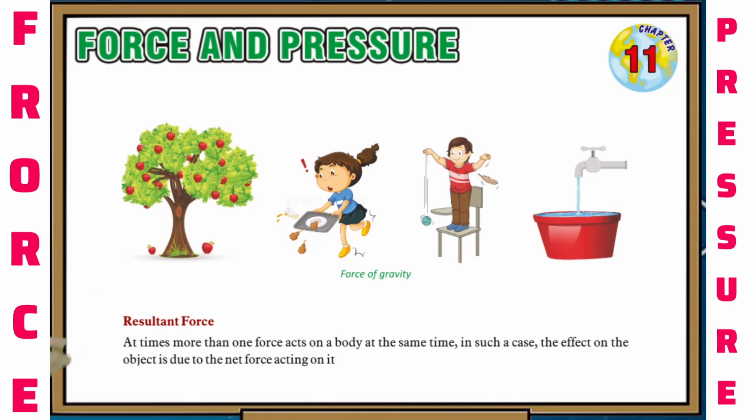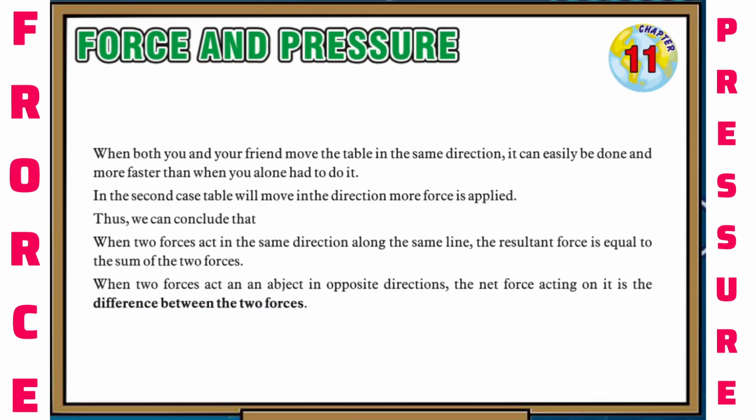So now let's see another topic, that is resultant force. At times more than one force acts on a body at the same time. In such a case, the effect on the object is due to the net force acting on it. So when both you and your friend move the table in the same direction, it can easily be done and faster than when you alone had to do it. In the second case, the table will move in the direction in which more force is applied.